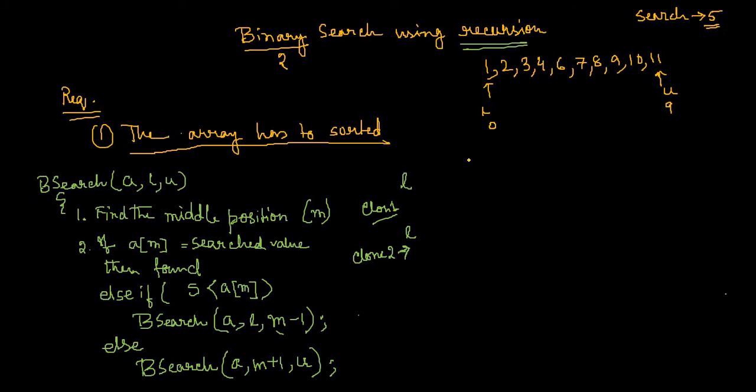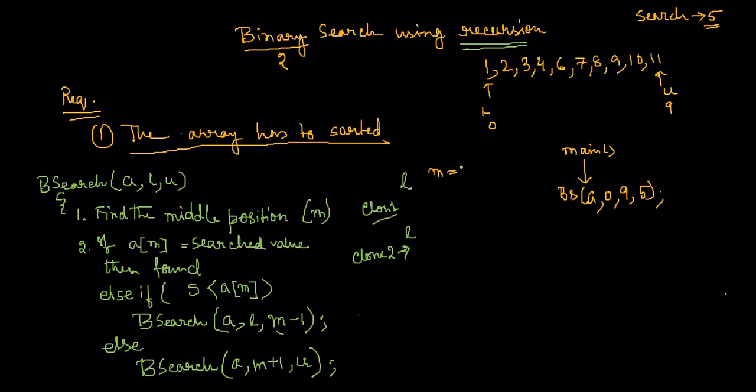So in the first state, that means the main function has called this binary search function with this array A, 0, 9, and the value 5 that I want to search. This is S. And what is the middle value that I will find out? Tell me.